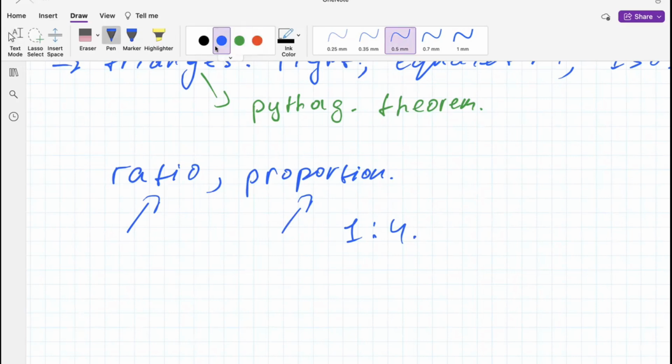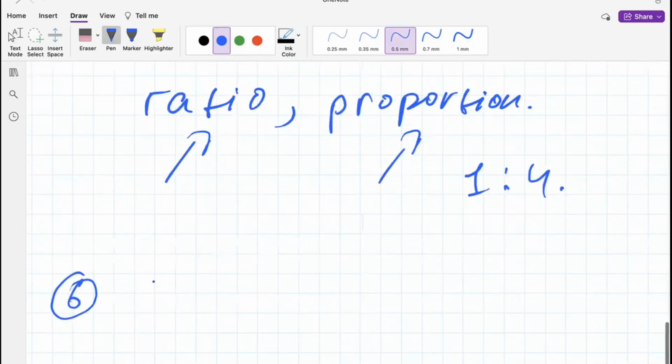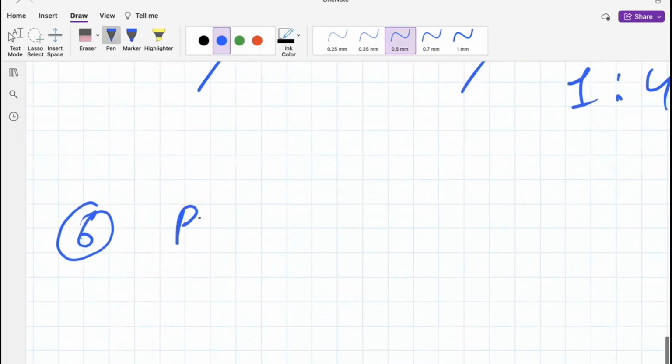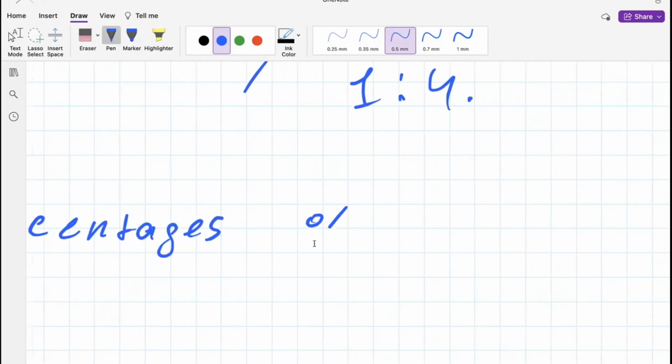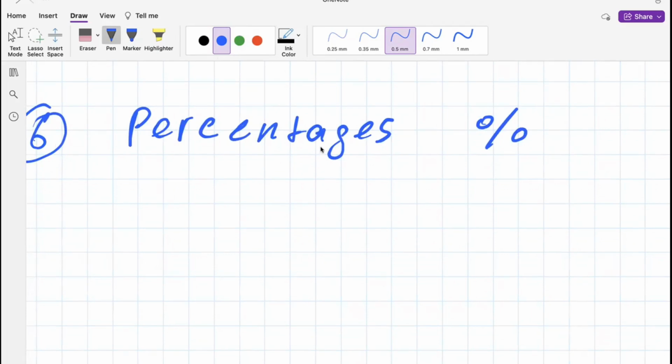Okay, so the next problem is, let me write 6, the problem on percentage. So basically how to compute percentage, how to use cross multiplication, how to figure out one using another. And once you've done this percentage, there is another question.